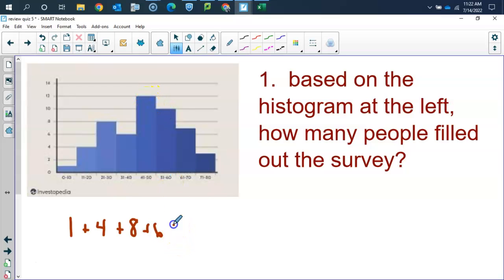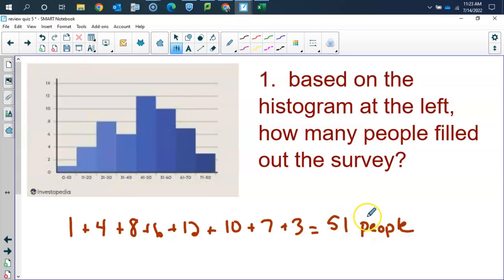This is 12. This is 10. This is 7. And this is 3. And if I add all of these together, I get 51 people took the survey. Okay, you might want to write these numbers on top of that to help organize your thoughts. This goes up to 8, this is 6, this is 12, and so on.